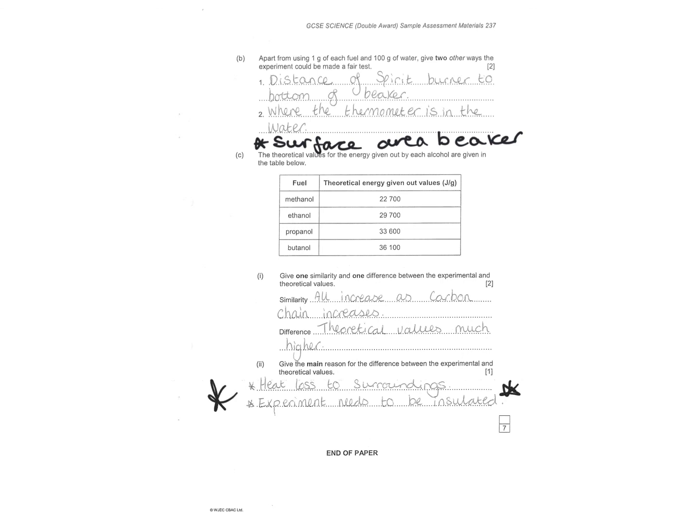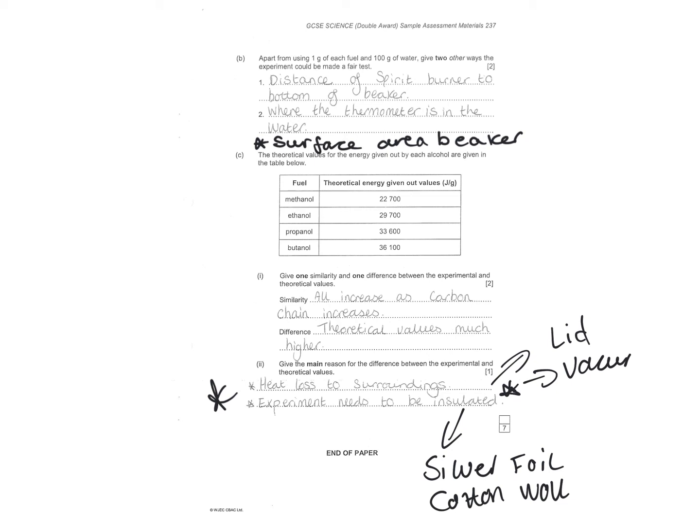Heat loss to surroundings. The experiment needs to be insulated, so you could use silver foil. You could use cotton wool. You could put a lid on it, and you could even do it in a vacuum. Okay, so there's loads of things that you can do there to ensure that it's properly insulated. But for 1 mark, they maybe didn't need that, but just thinking about more marks.